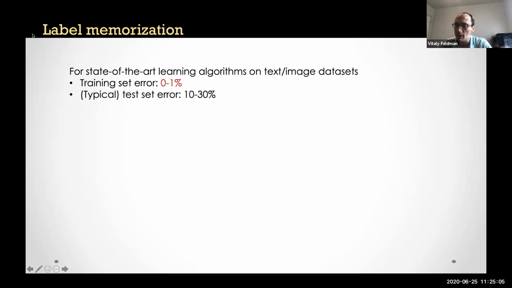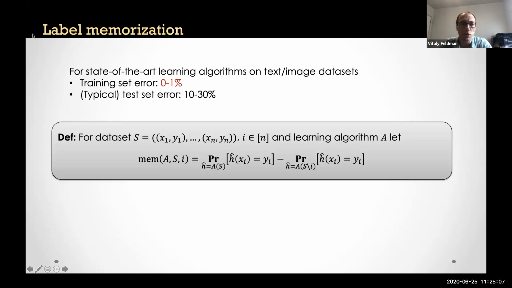To make this more precise, I define label memorization as follows. For dataset S, which contains n examples, an index i of one example in the dataset, and a learning algorithm A, the memorization value for the ith example is measured as the difference between two probabilities. The first one is the probability that the algorithm fits the label of the ith example. And the second one is the probability that the algorithm fits the label of the ith example when that example is removed from the dataset.